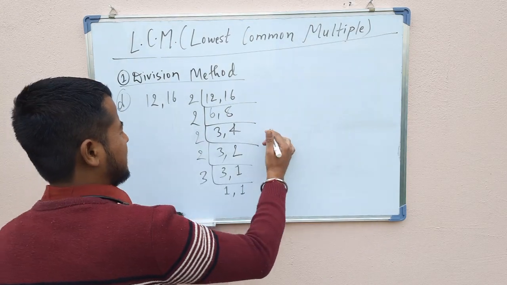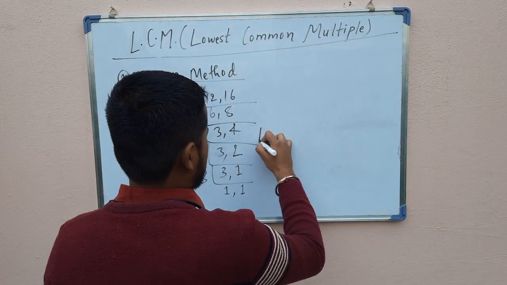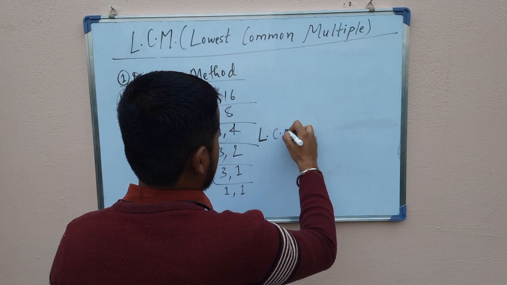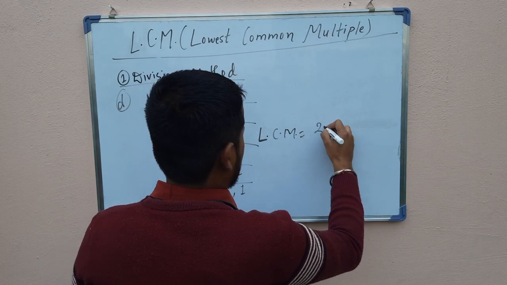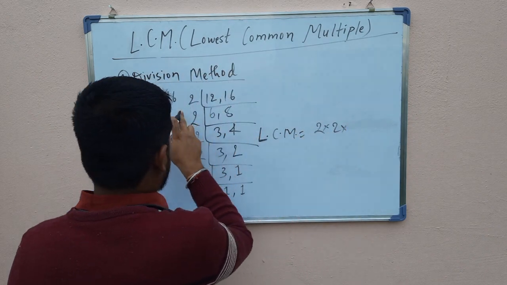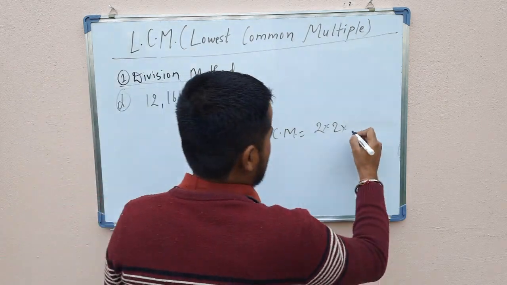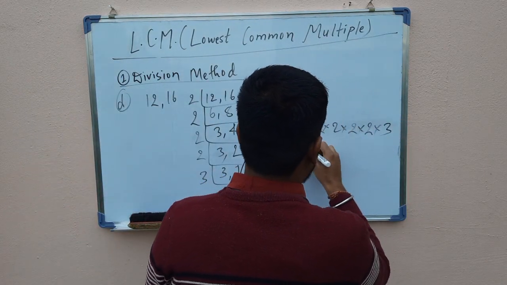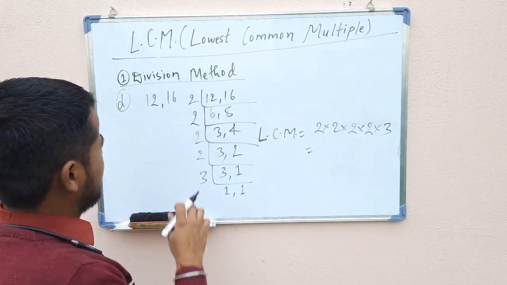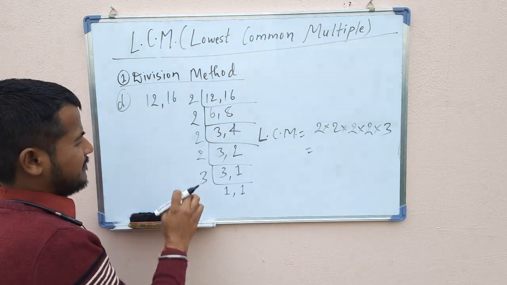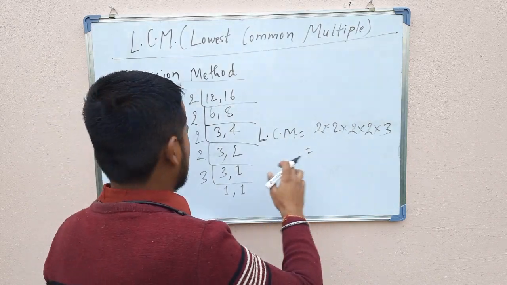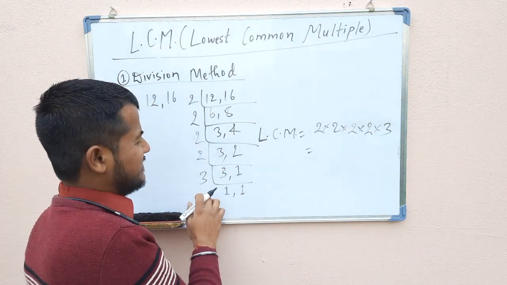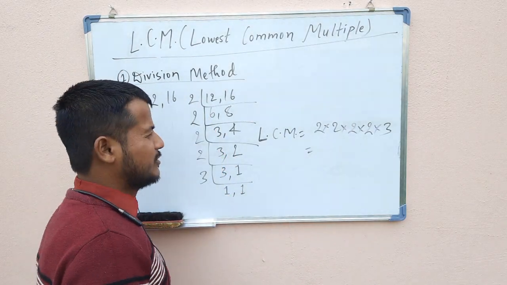Okay. Now LCM. LCM is 2 into 2 into, how many 2s are there? 1 2 3 4. Sorry, 4 twos are there and one 3 is there. The 1s, 1 1, no need to write.